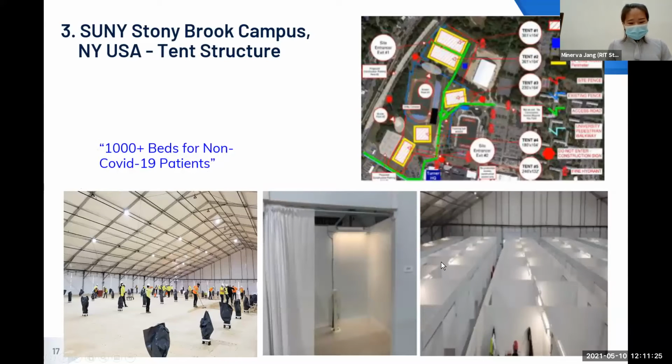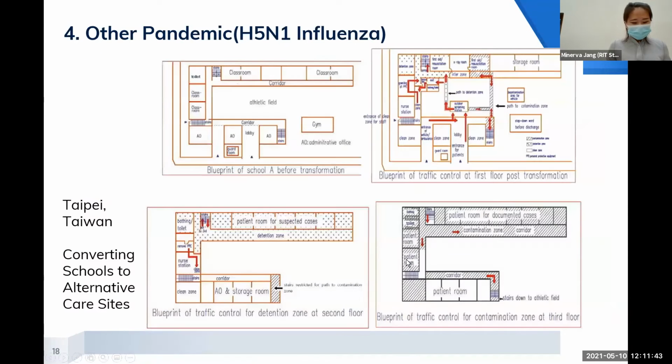Alternate care sites at the Stockholm campus were built in tent structures. These were for non-COVID patients and had over 1,000 beds. Unfortunately, these facilities didn't take care of any patients during the COVID-19 peak. It's because the cases of COVID-19 in Stockholm County didn't reach the number as expected.